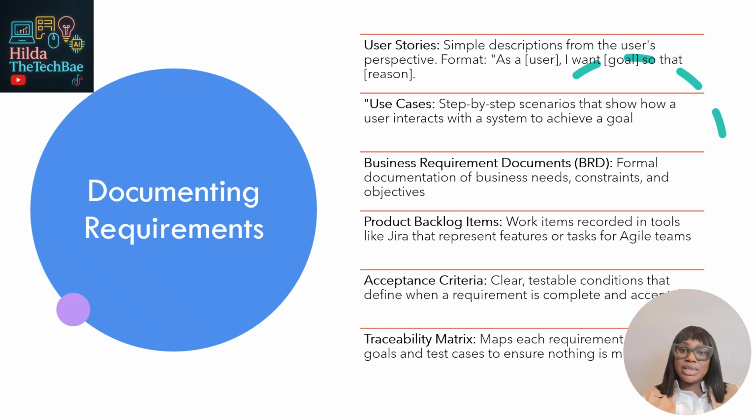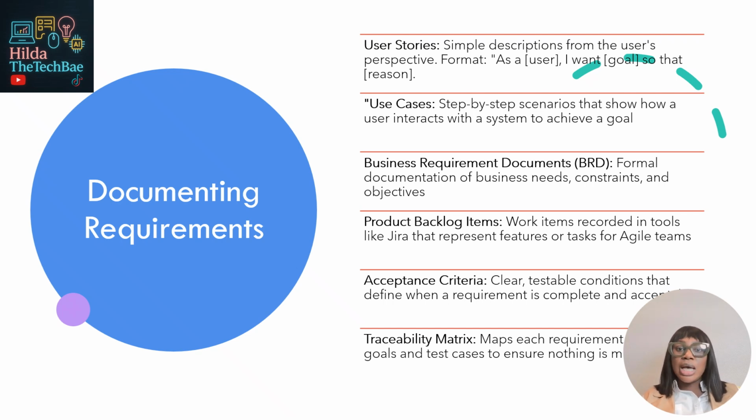In agile projects, we commonly use user stories. User stories, they're short, simple statements written from the user's point of view. Then in a traditional waterfall environment, use cases are used. The use cases go a bit deeper and outline detailed steps of interactions. In a more traditional environment such as waterfall, a business requirement document or BRD gives a formal overview of all the project needs.